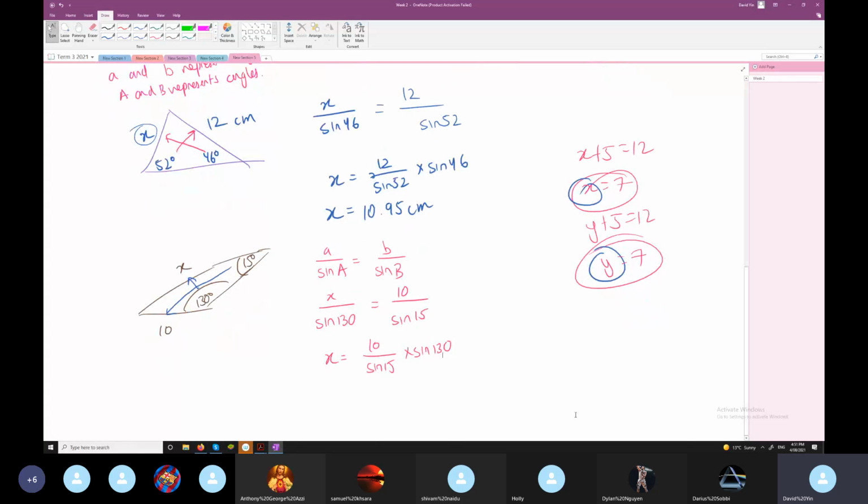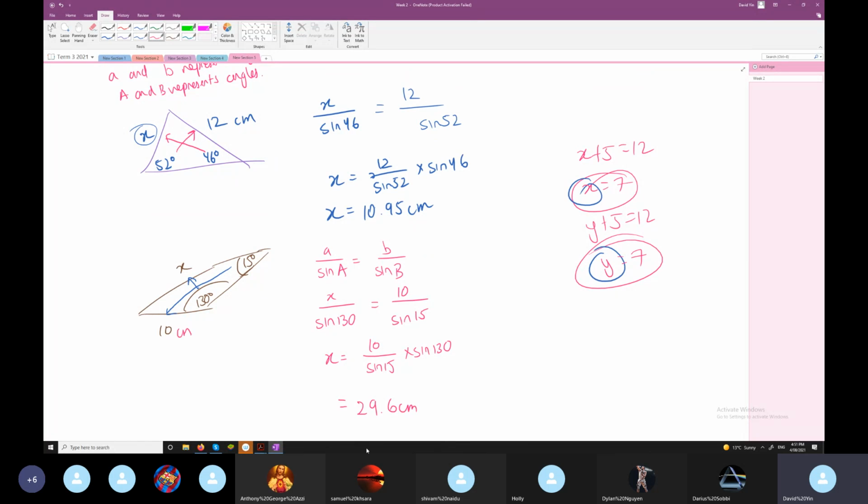So all you have to do now is just plug that into your calculator. You don't do this by hand, obviously, because it'd be way too hard. So we do 10 divided by sine 15 times by sine 130. And we get 29.59. If we round that to 2 decimal places, I'll just say 29.6 centimeters. Let's just assume these are all in centimeters.